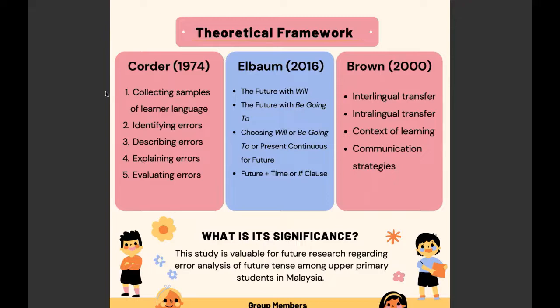Next will be the intralingual transfer. It refers to the target language as the main factor of errors in learning other languages. It implies that the variables emerge from the target language. So third will be the context of learning.